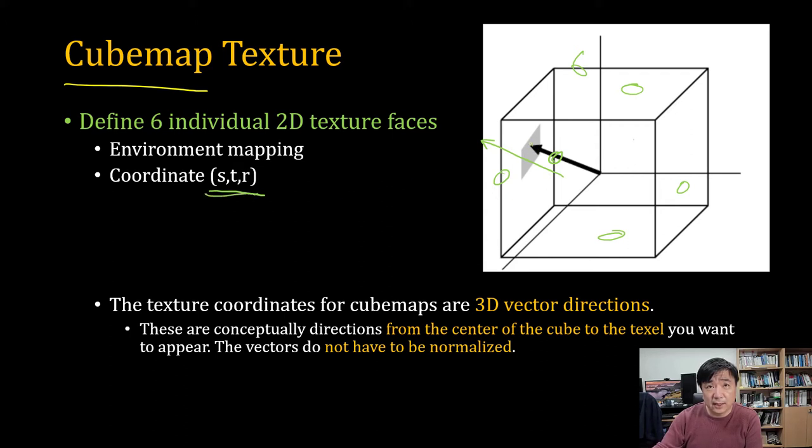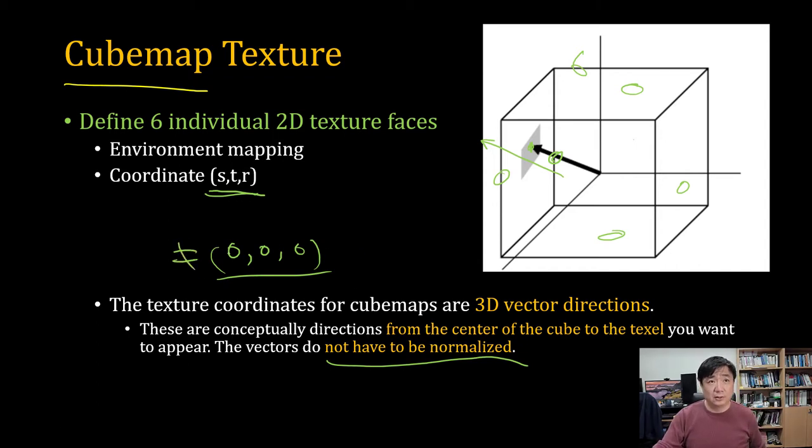it is automatically decided which pixel can be used for the texture. So this direction STR does not have to be normalized, but it must not be 0,0,0, because that is not a direction, so it cannot define which face is touched. With any other value, that's okay. So it does not have to be normalized, okay?